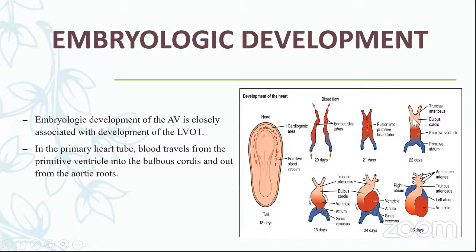And we see here that the mid portion of the bulbus cordis, which is called the conus cordis, develops into the LVOT or the RVOT, and the distal portion of this bulbus cordis, which is called the truncus arteriosus, will develop into the proximal portion of the aorta and the pulmonary arteries.